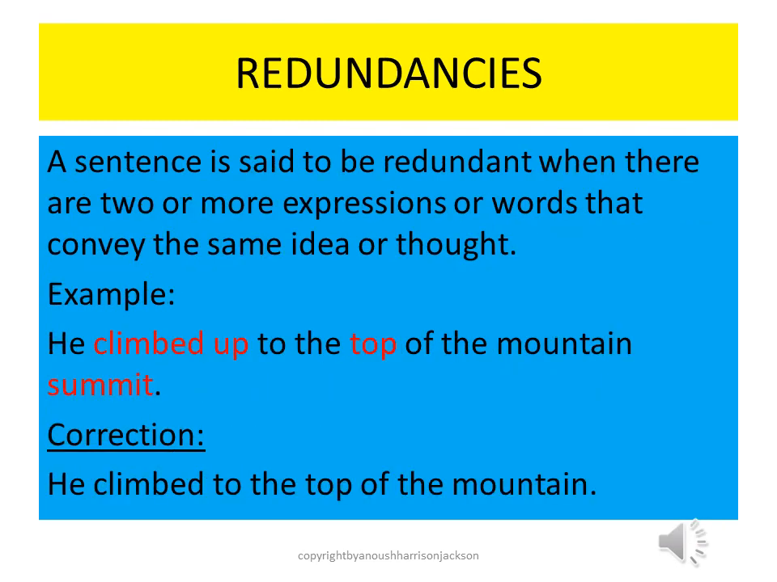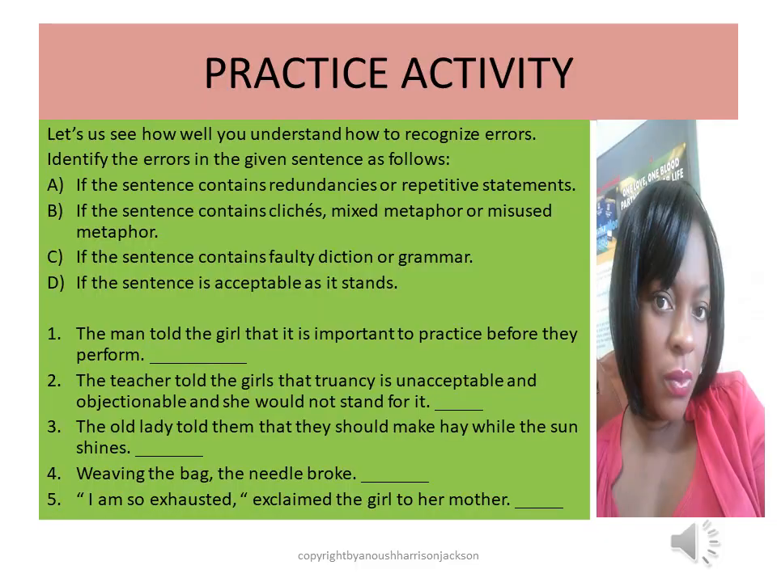A sentence is said to be redundant when there are two or more expressions or words that convey the same idea or thought. Example: he climbed up to the top of the mountain summit. Correction: he climbed to the top of the mountain.